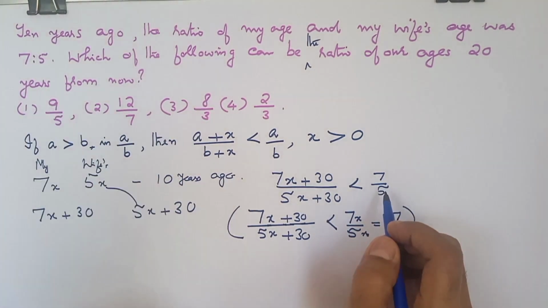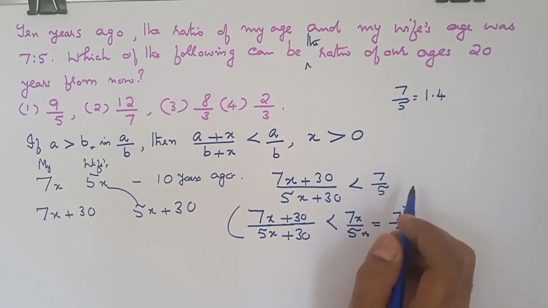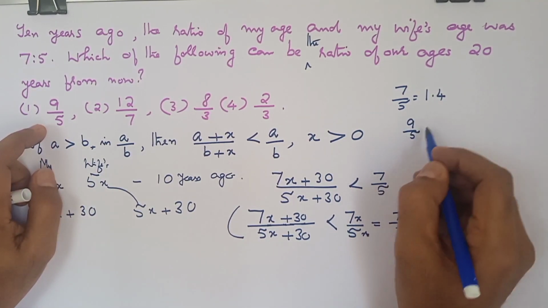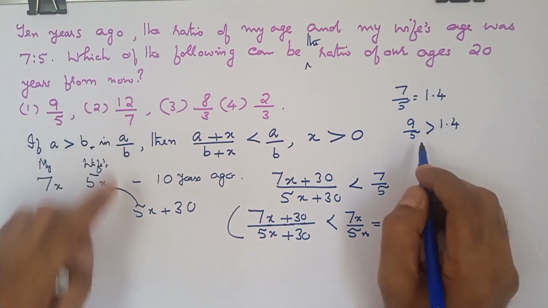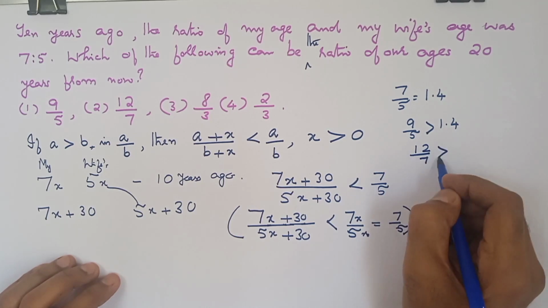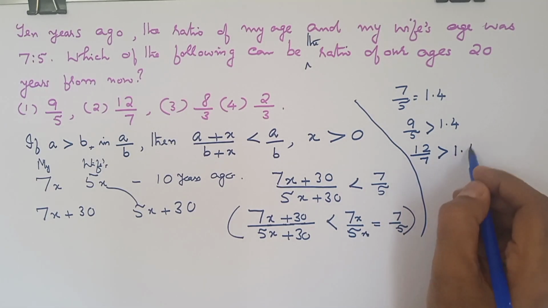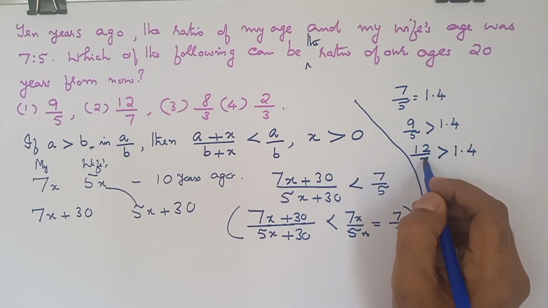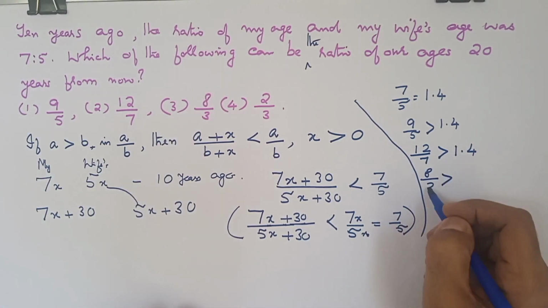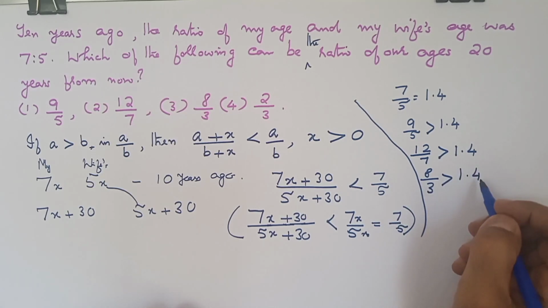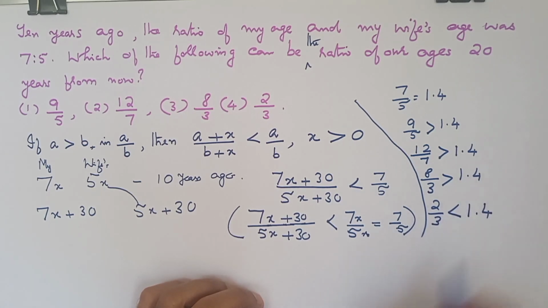Now look at each of the options here. 7 by 5, as you know, is 1.4. If you take 9 by 5, that's greater than 2. So it's obviously greater than 1.4. And you convert this also into fractional form. See, this will be actually 1.7 something. And 8 by 3, that's also bigger than 2, so it's greater than. Now, if you look at 2 by 3, that is less than 1.